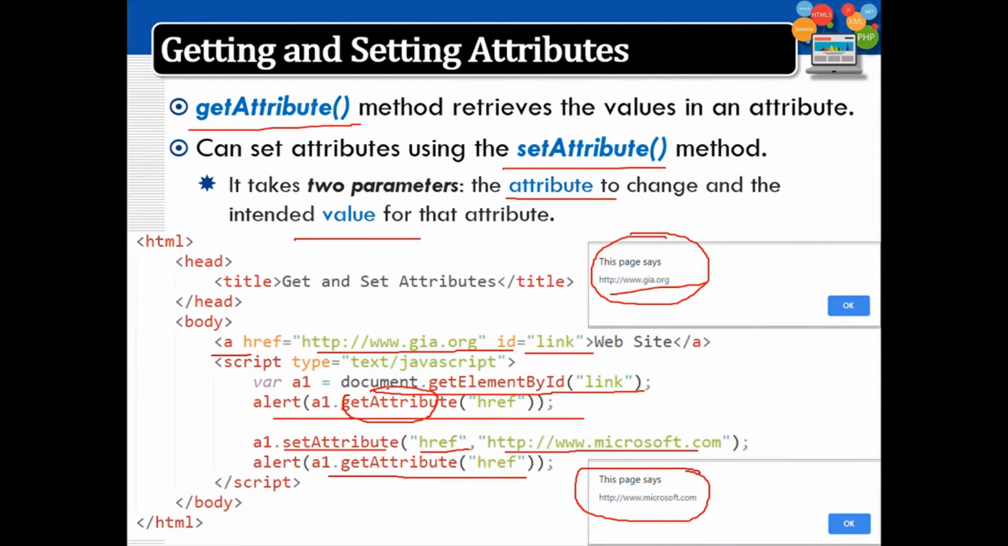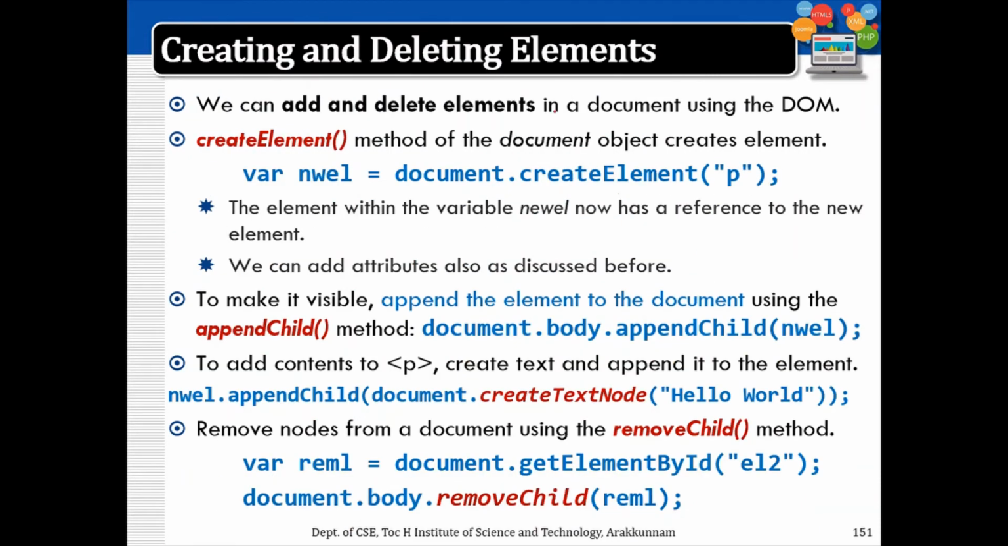In the previous case, we accessed it using the property name. Here we can use the two functions or methods, getAttribute and setAttribute. Then we can create and delete elements in a web page to add much more dynamicity.